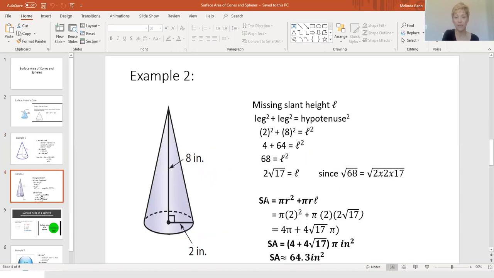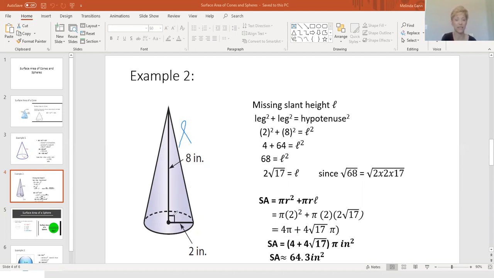Same formula, pi r squared plus pi r l. My radius is 2. So that r went in for 2 right here, and that r went in for 2 right there. But I'm missing something. I'm missing my slant length. See, this 8 is this height, but I need this L right here, from here down the side, and I'm missing it. But I notice that I've got a right triangle in here, so I'm going to use the Pythagorean theorem to find this side right here.